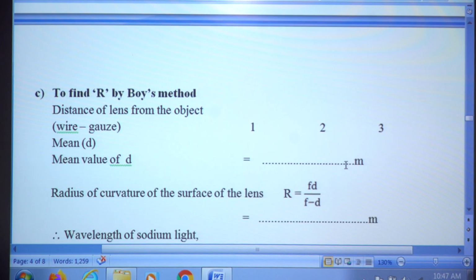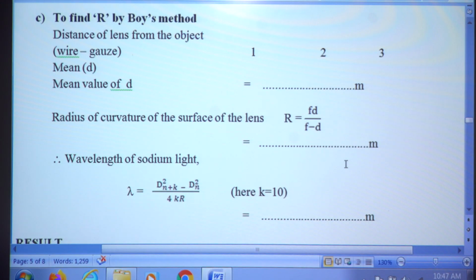Similarly, by Boy's method, if we keep a black paper or black cloth behind the lens, and the image of the object is formed side by side, that distance is D by Boy's method. That is also determined 2 or 3 times, and the mean value of D is taken.